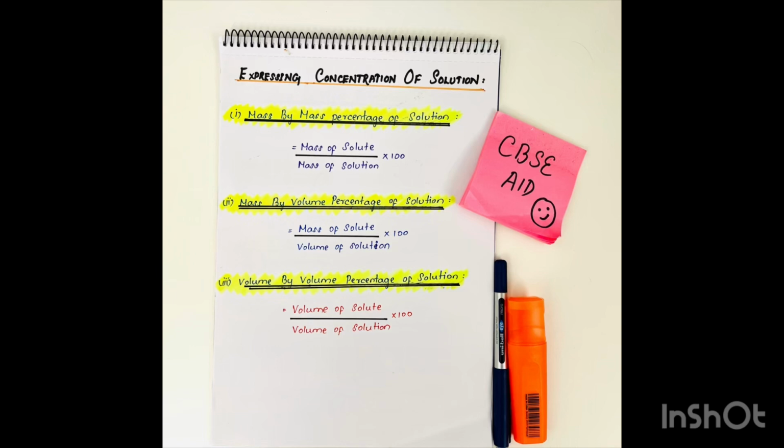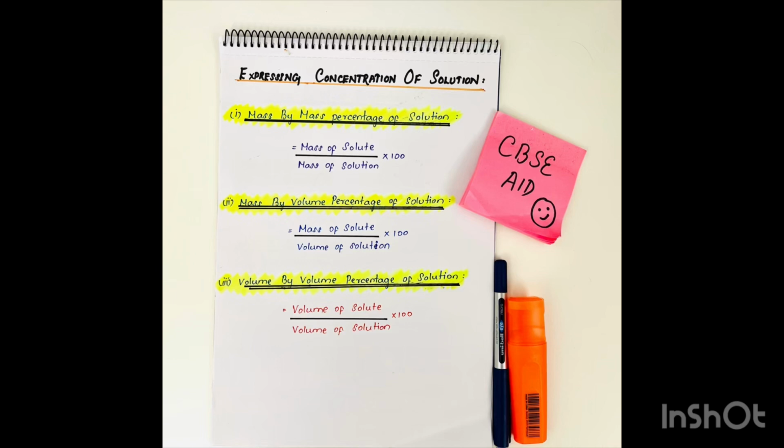The second method is mass by volume percentage, where mass of solute is divided by the volume of the solution and multiplied with 100 to get the percentage. The third method that we have is volume by volume percentage of solution, where volume of the solute is divided by the volume of the solution and multiplied by 100 to obtain the percentage of the solution.